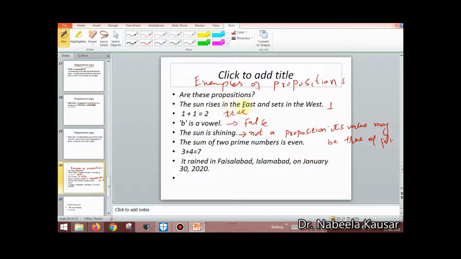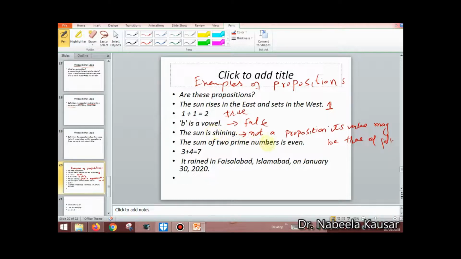Here the sun always rises in the east and always sets in the west, and its truth value is 1. This is a proposition. Here 1 plus 1 is always equal to 2. Here B is never a vowel. So these are propositions. But the sun is shining, at night the sun doesn't shine. So at any given time, the sun may be shining or may not be shining. When it may or may not be, then this is not a proposition.